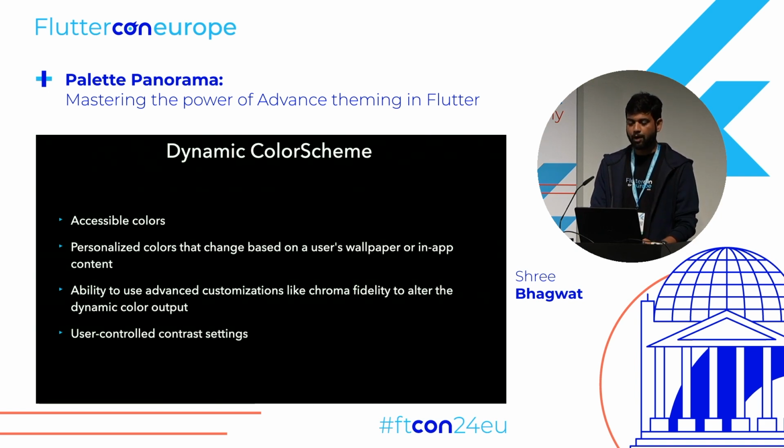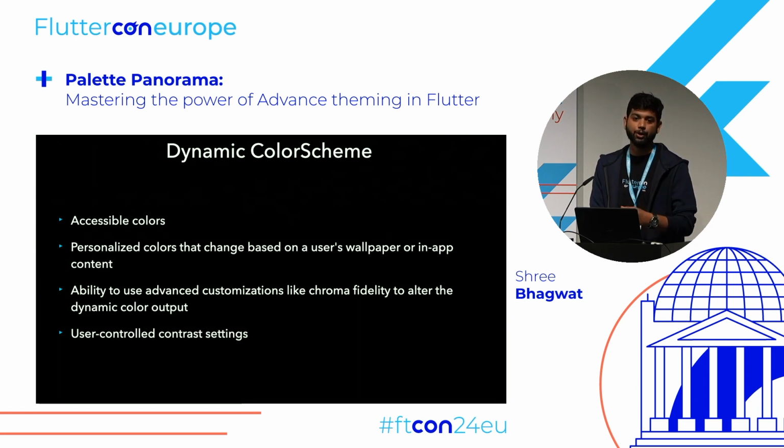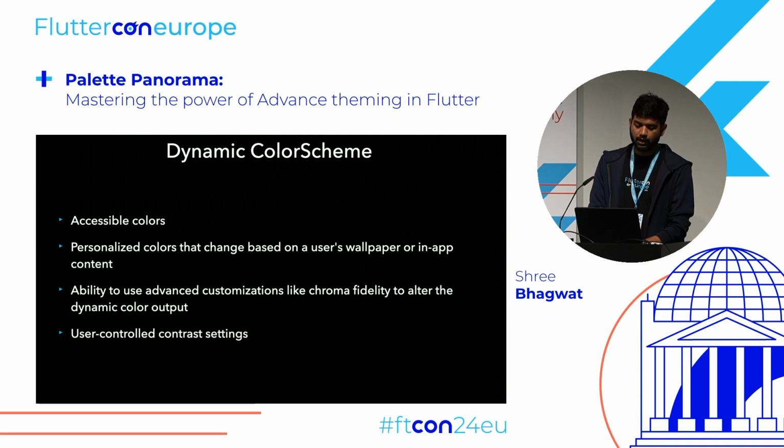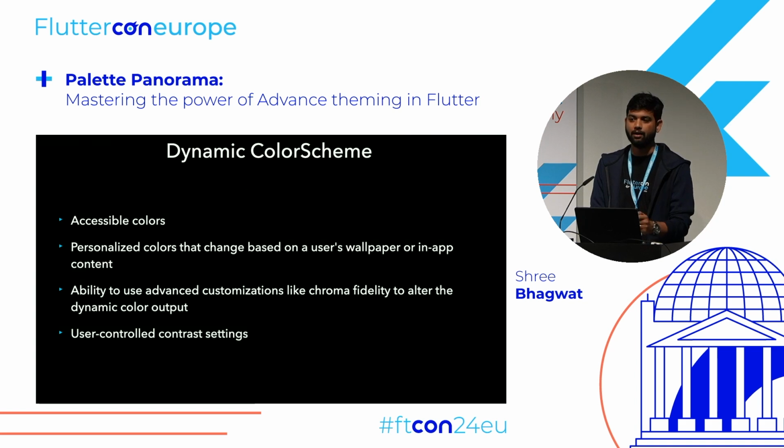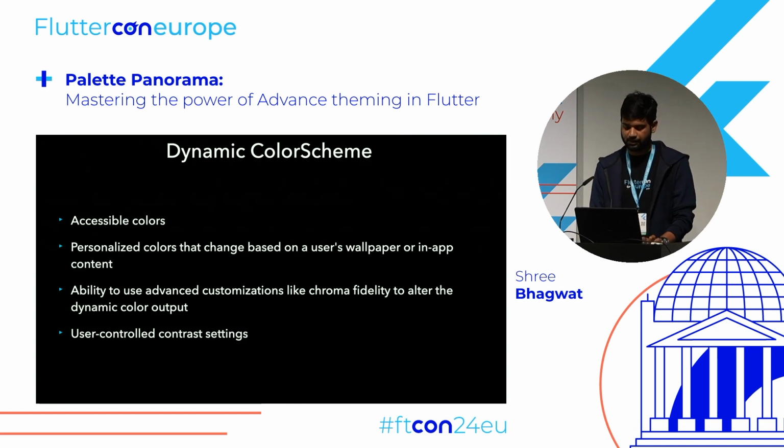Now about dynamic color: it is personalized colors that change based on the user's wallpaper or, let's say, in-app content. There is the ability to use advanced customizations like chroma fidelity to alter the dynamic color output. So you can also alter those chromas and hues in your application, which will alter how your application looks. And of course, user controlled contrast settings. You can have contrast settings in your app settings, and the user can control, alter, or change it however the user feels like.